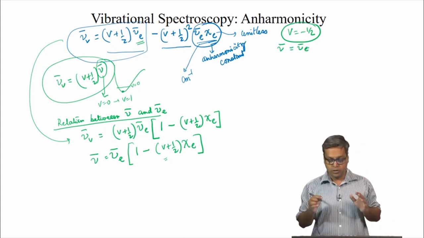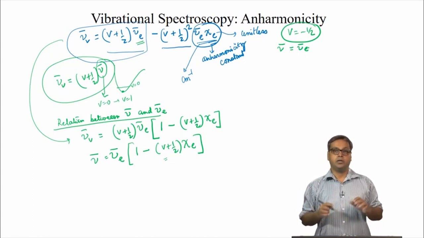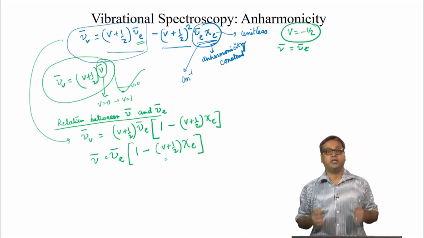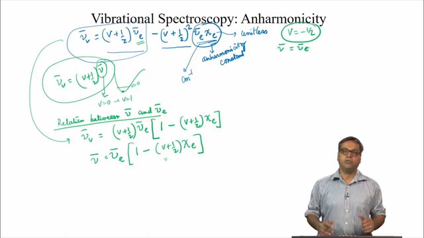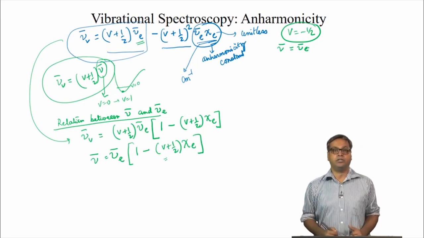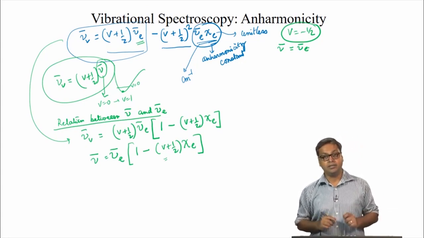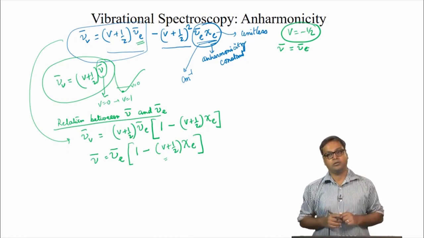So, because nu bar equals nu bar E, the molecule will be at equilibrium at zero vibrational energy. Thus, nu bar E can be defined as the hypothetical equilibrium oscillation frequency of the anharmonic system. That is the frequency for infinitely small vibrations about the equilibrium point.